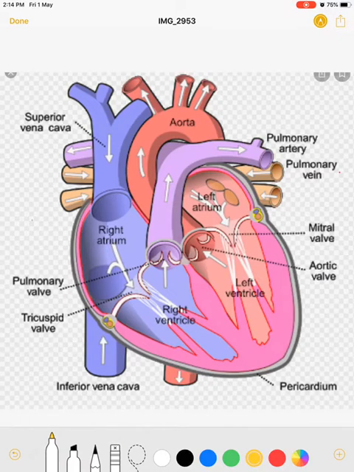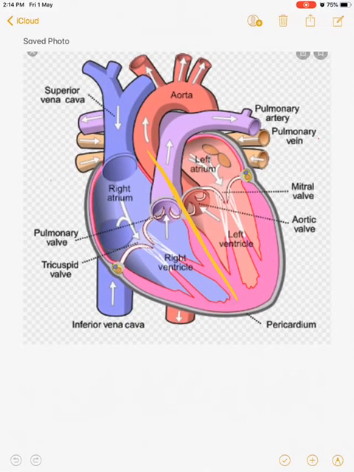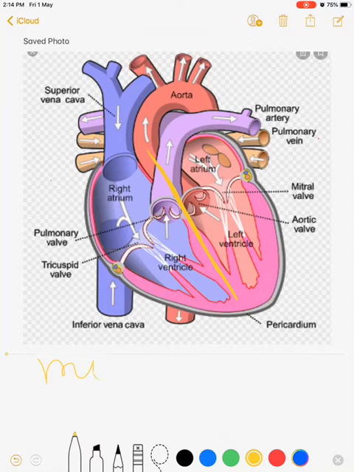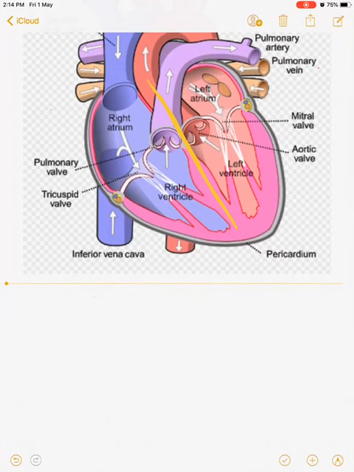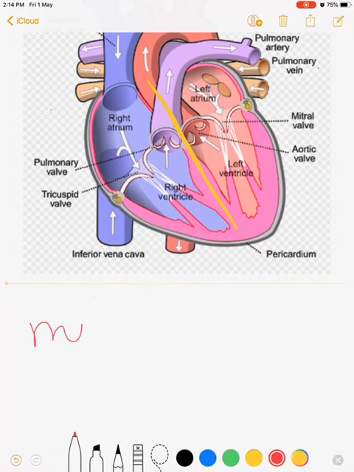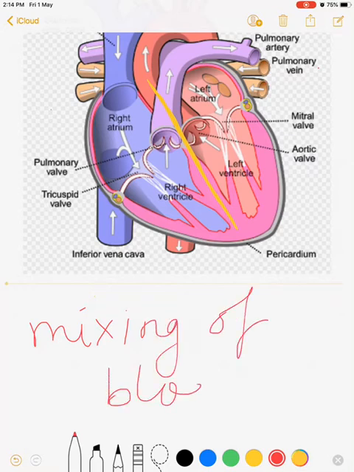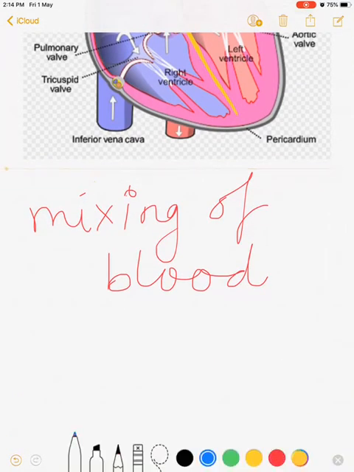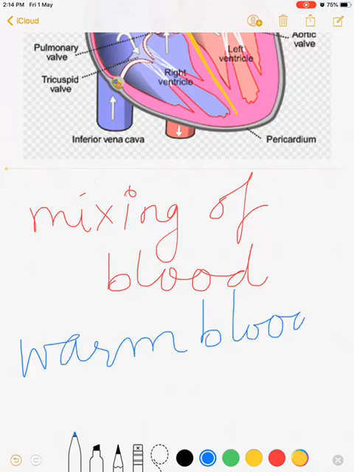And reason of separation of left portion with right portion is clearly that there should not be mixing of blood. We cannot afford mixing of blood because in higher animals energy requirement is high. We are warm blooded animals. This you have read in your earlier classes.